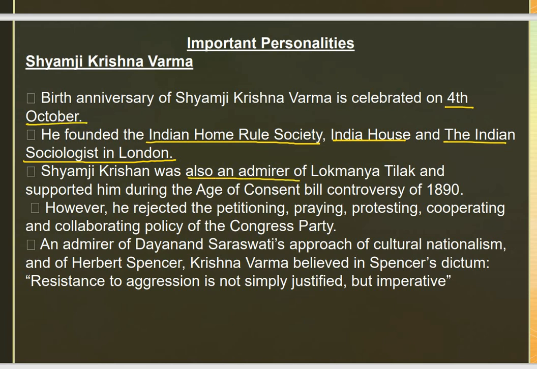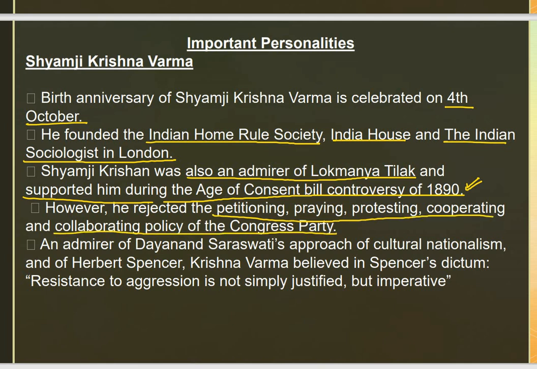He was also an admirer of Lokmanya Tilak, and he supported him during the Age of Consent Bill controversy of 1890. He rejected the petitioning, praying, protesting and collaborating policy of Congress party. So you can say that he was an extremist, because the policy of praying, petitioning, protesting, it was the policy of moderates. Okay, so Shyamji Krishna Verma, he rejected the moderates' philosophies, and he was an admirer of Dayanand Saraswati's approach of cultural nationalism and of Herbert Spencer.